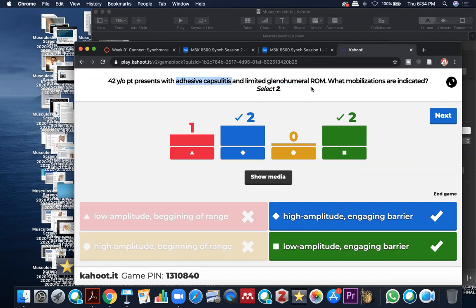So you would use grades 3 and 4. These two over here are grades 1 and 2. So the red one, low amplitude, beginning of range is grade 1. High amplitude, beginning of range is grade 2. And then high amplitude engaging barrier would be 3. And then low amplitude engaging barrier would then be grade 4. So because the issue is range of motion, then you'd use 3 and 4. If it were specifically pain, then it would be just 1 and 2.